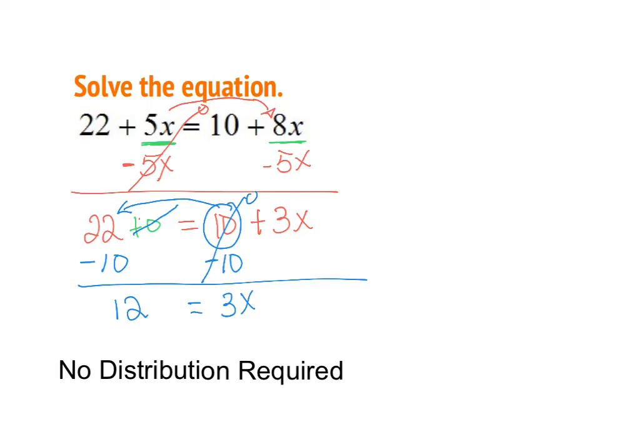And now you have a one-step equation. 3x is the same thing as 3 times x, and the opposite of multiplication will be division. So I will divide by 3. 3 divided by 3 will just give me 1. 12 divided by 3 is 4. So my answer will be 4 equals 1x, or just x to be mathematically correct.